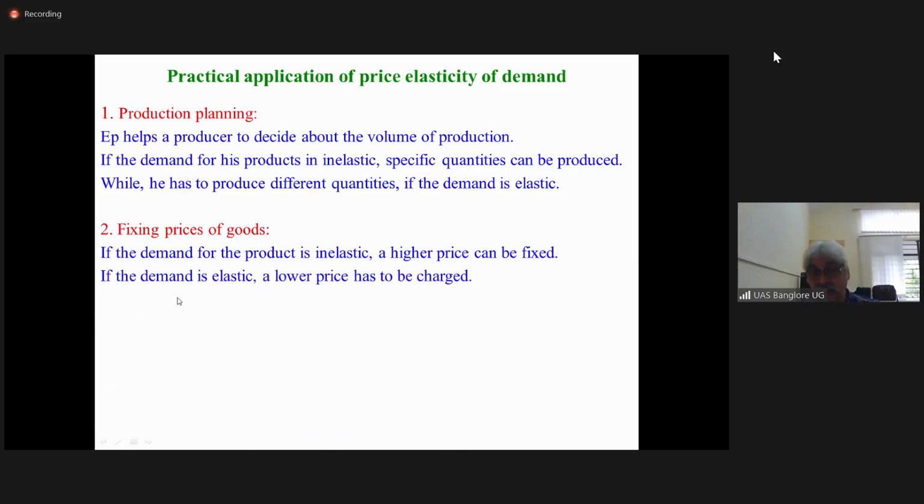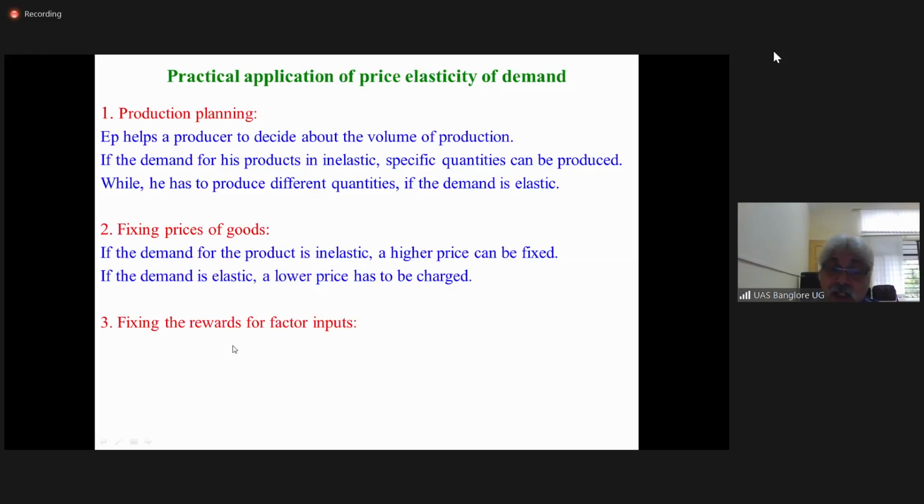He can charge a higher price if the demand is inelastic. On the other hand, if the demand is elastic, a lower price has to be charged. If the demand is elastic and he charges a higher price, the product becomes costly and the consumers will not purchase it. So he better charge a lower price.